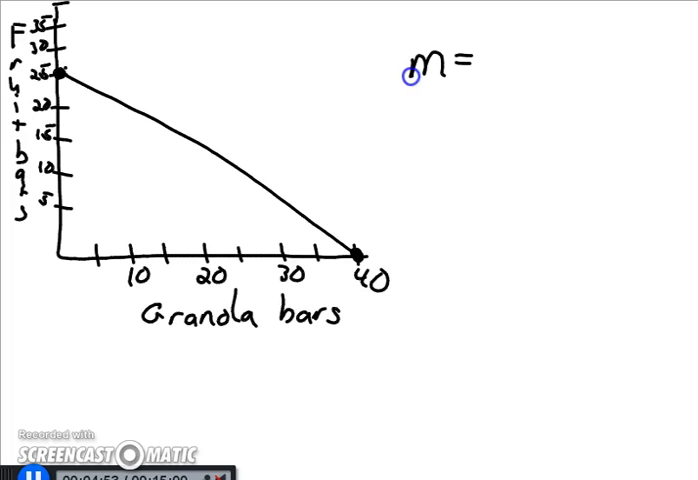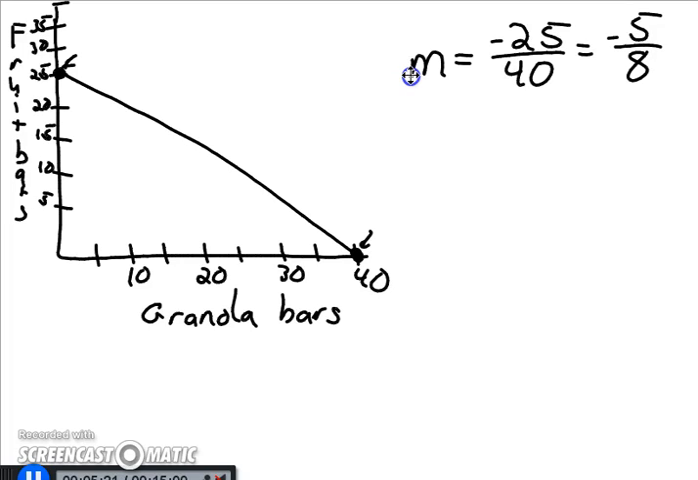But to go from here to here, we go down 25, so my change in y, and we go over 40. So my change in x is 40. So negative 25 over 40 gives us negative 5 over 8. We have a slope of negative 5 over 8.